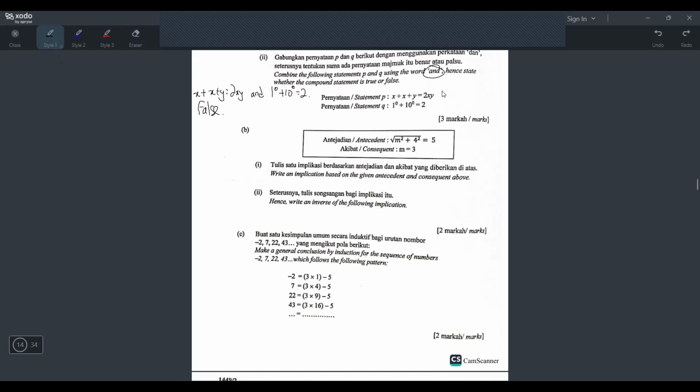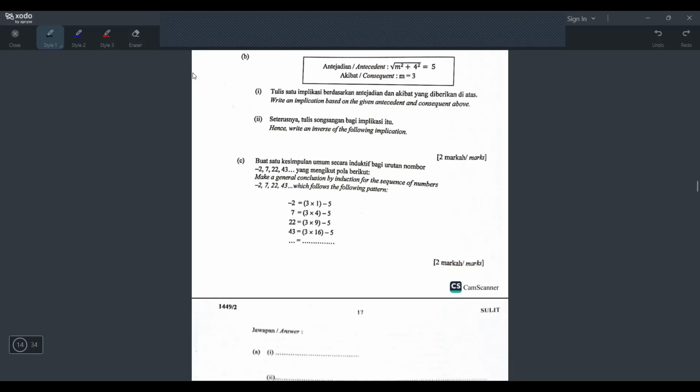So I write here, this is a false statement, this is a true statement. But why in the end do I write false? Because of and. If this is or, then I will write true, because for or, if one is true, then the whole thing is true. But for and, both must be true to be true. If one is false, then the whole thing is false. Question B. The antecedent is this one, the consequent is this one. Number one, write an implication based on the antecedent given above.